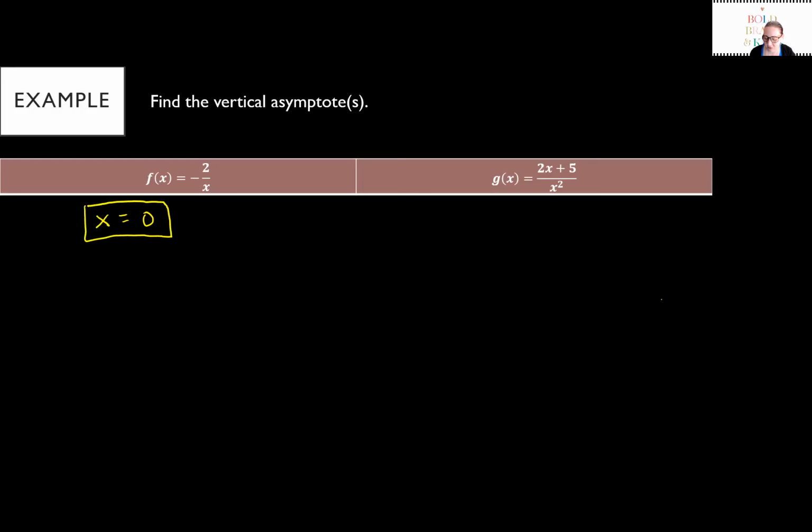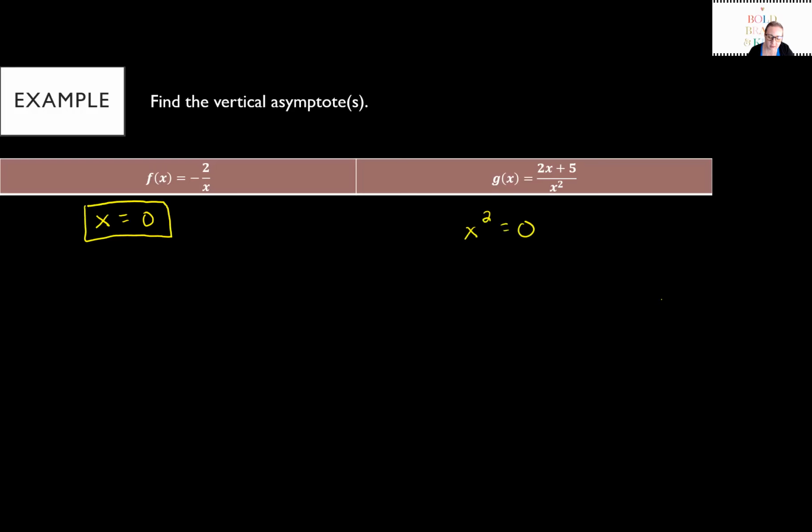So the next one over, we have g of x equals 2x plus 5 over x squared. So same thing. There's nothing to factor out here. So I just set my denominator equal to 0. So we have x squared equals 0. Now here, I don't have x. We want to solve this equation.